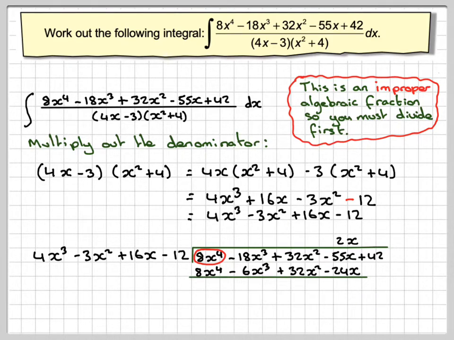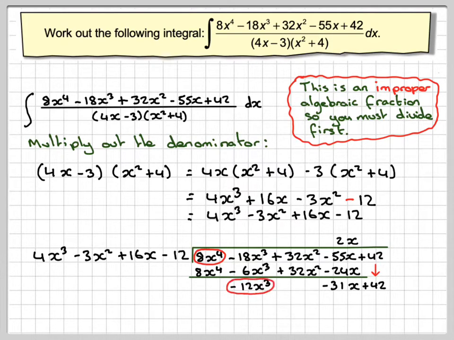You then do a subtraction. Here you're going to get nothing. Minus 18 minus minus 6 gives you minus 12x cubed. 32 minus 32 gives you nothing, so we'll just leave that one blank. And then 55 minus 24 will give you 31x, bring down the 42.